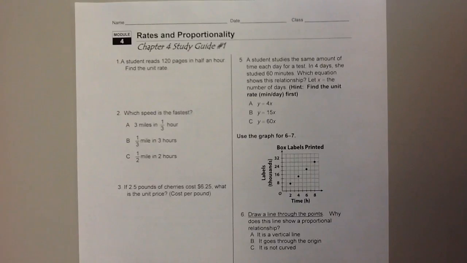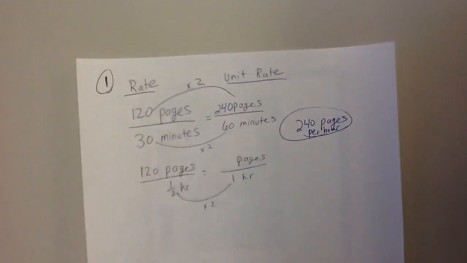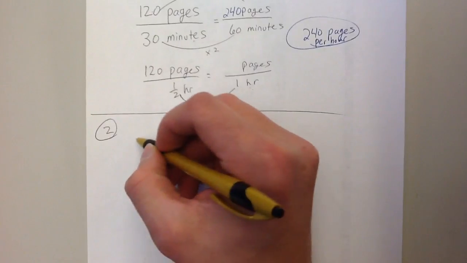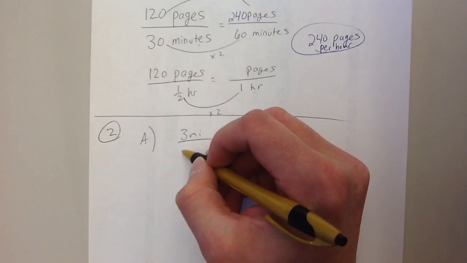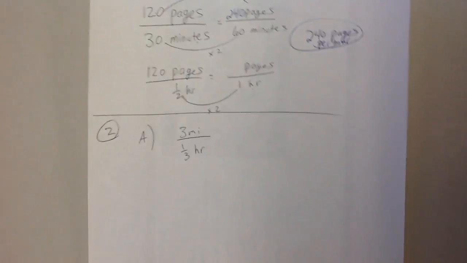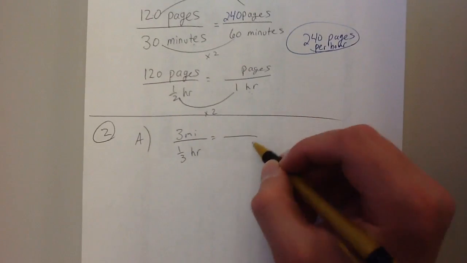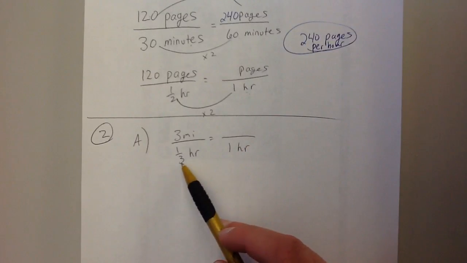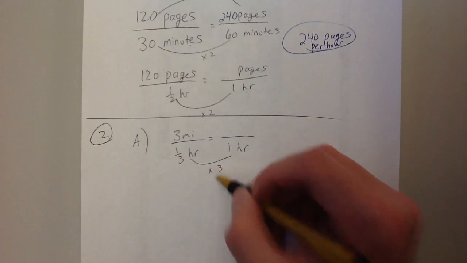Okay, so if we find the unit rates here, let's first find the unit rate of A, 3 miles in 1/3 of an hour. So on number 2, we got 3 miles. I'll put that on top. 3 miles per 1/3 of an hour. Okay, so that's the rate. Let's find the unit rate. So to find the unit rate, I need to have a denominator of 1, right? So how did I get from 1/3 to 1? I multiplied 1/3 by what to get to 1? I multiply by 3, right?